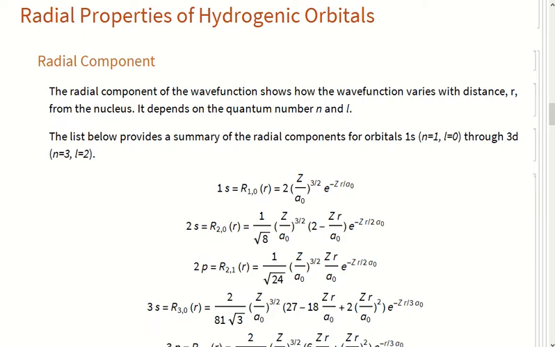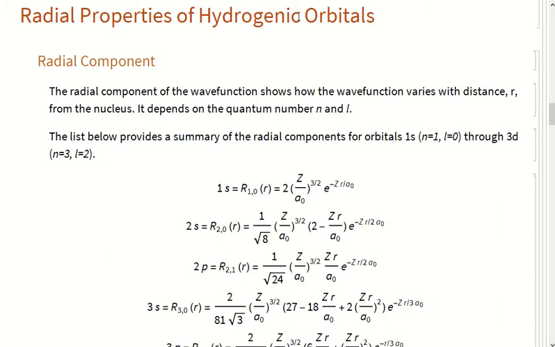Hello, in this video we're going to examine the radial properties of hydrogenic orbitals. Now what does that mean? Well, radial refers to properties that depend on the distance of an electron from the nucleus.